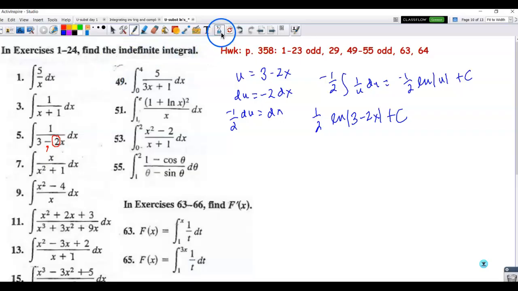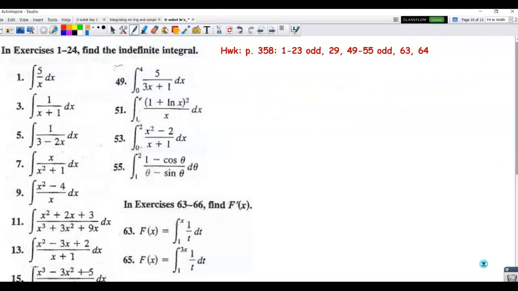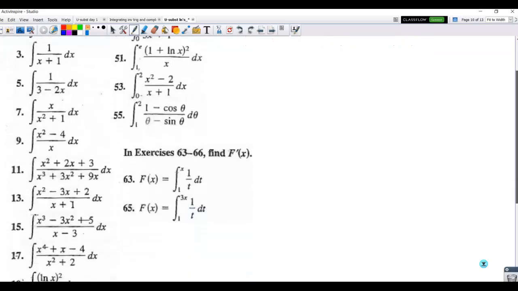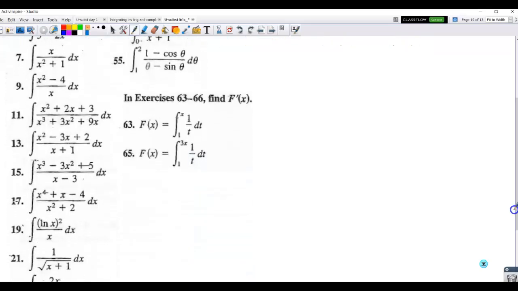That's number 5. In number 7, I have an x squared, so I certainly am going to need u substitution now. So when I see fractions, I generally begin by letting u equal the denominator unless I can see a different strategy that makes more sense. Remember, all of these are strategies, and you are having to figure out what's the best strategy.